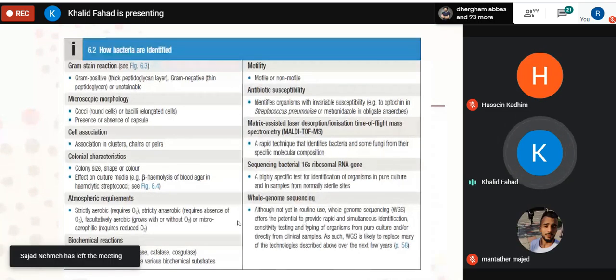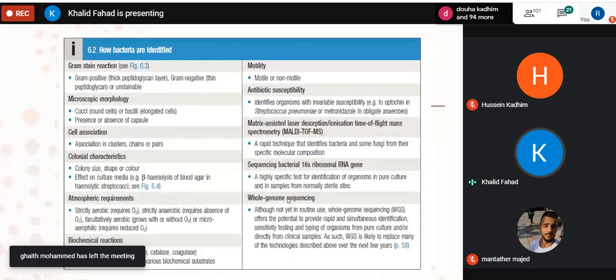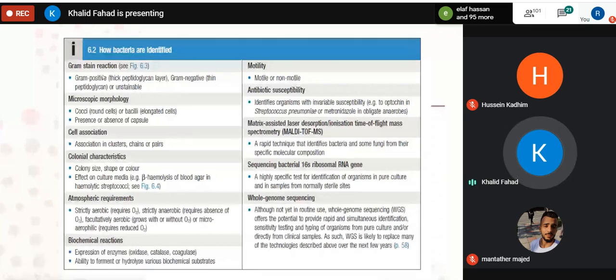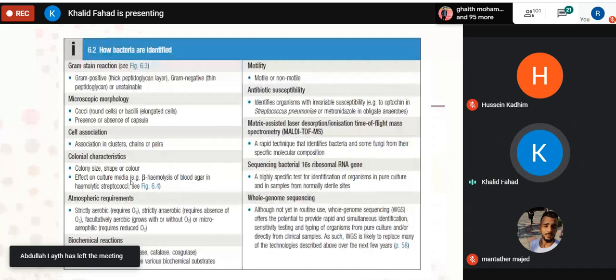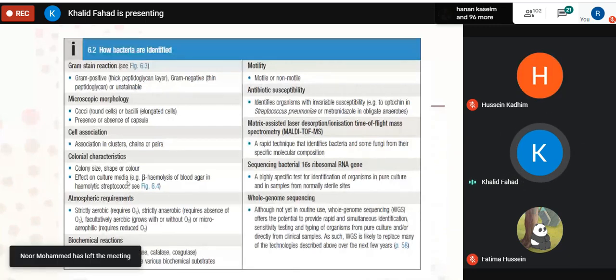So whole genome sequencing is an evolving type of identification of bacteria, and it's likely to replace many other technologies described in previous years, like gram stain reactions or atmospheric requirements. It is very highly specific, but unfortunately it needs sophisticated tools to perform.